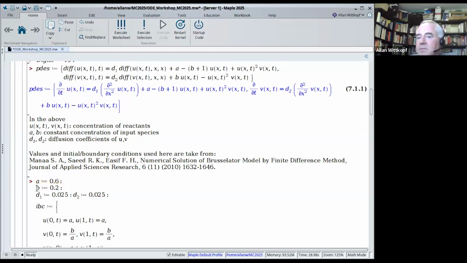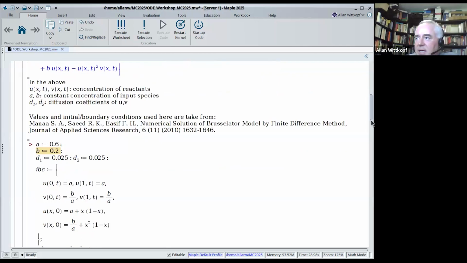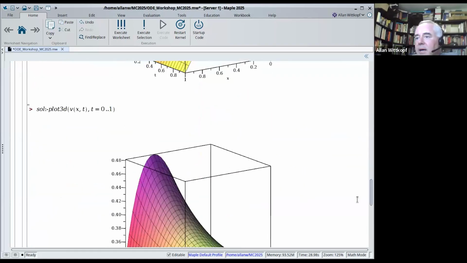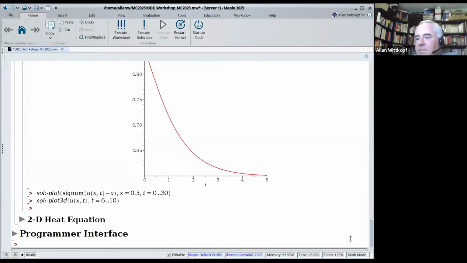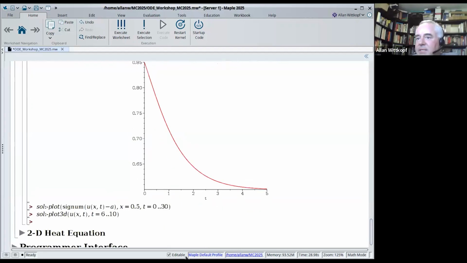The constant concentration for B is 0.2. So we expect it to asymptote out to a value of 0.6. But what is interesting here is it actually does not asymptote smoothly out to 0.6. It actually goes under.